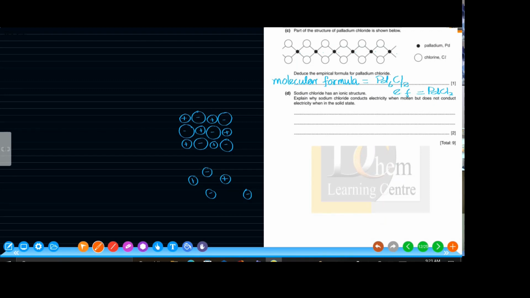Okay, so what do you write? Explain why sodium chloride conducts electricity when molten but doesn't conduct electricity when solid. In molten form, ions can move and carry the charge. But in solid form, ions are at fixed positions.